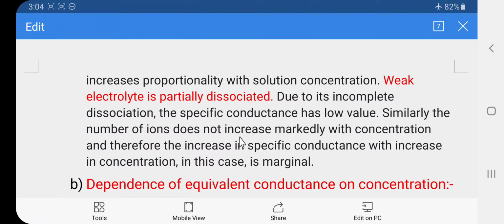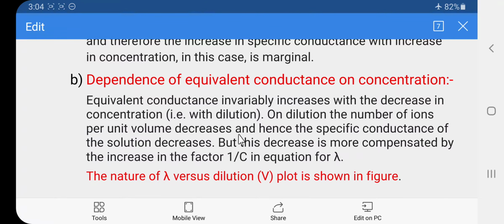But generally here we can say that as we increase the concentration, there is an increase in the specific conductance. Then the second point is the dependence of the equivalence conductance on the concentration. So here equivalence conductance invariably increases with the decrease in the concentration, that is, it increases with dilution.